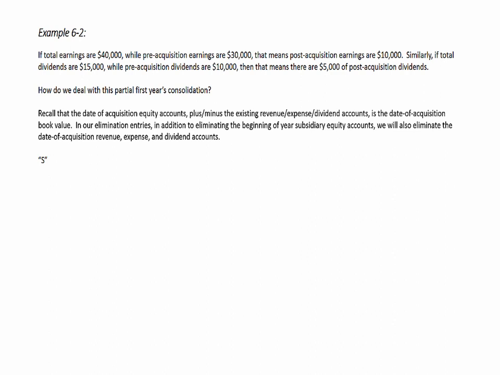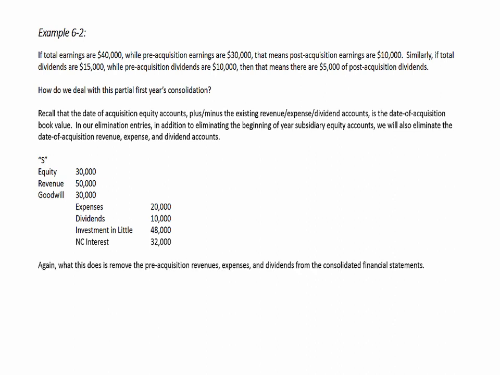So this first S entry, we're going to eliminate the subsidiary's beginning of year equity balance. We're going to eliminate their date of acquisition revenues, their date of acquisition expenses, and their date of acquisition dividends, and record that goodwill. So here, basically we're adding the elimination of the date of acquisition revenues, expenses, and dividends, and that total is split between the parent's investment in Little and the non-controlling interest. Now again, what this does is remove the pre-acquisition revenues, expenses, and dividends from the consolidated financial statements.